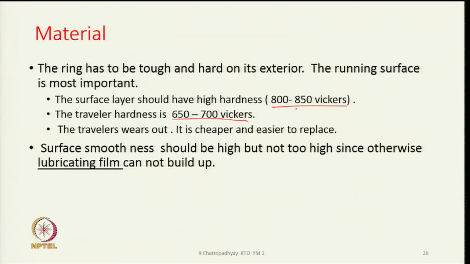The traveler therefore wears out. We allow the traveler to wear out faster because it is softer in comparison to the ring, because the traveler is cheaper and it is easier to replace. We can easily replace them. So, you allow the traveler to be less hard in comparison to the ring. Surface smoothness should be high, but not too high, since otherwise the lubricating film cannot build up.